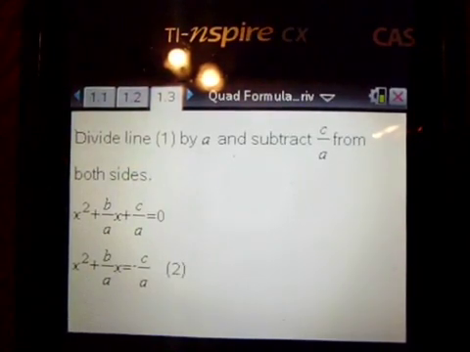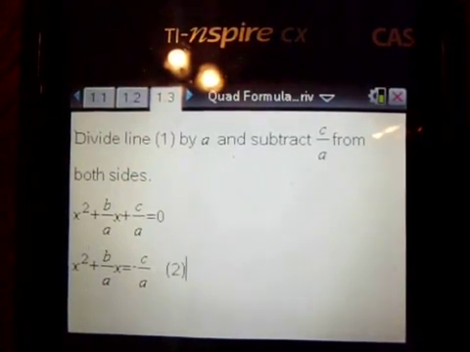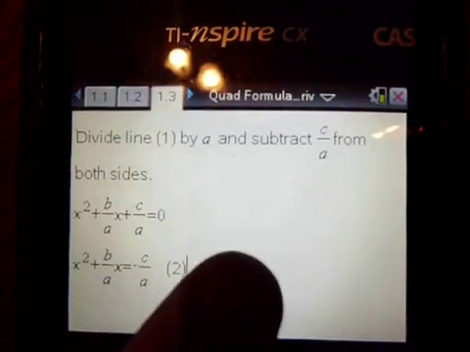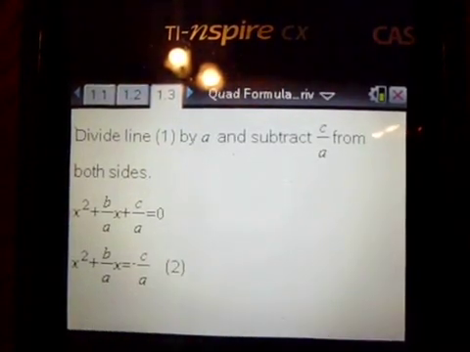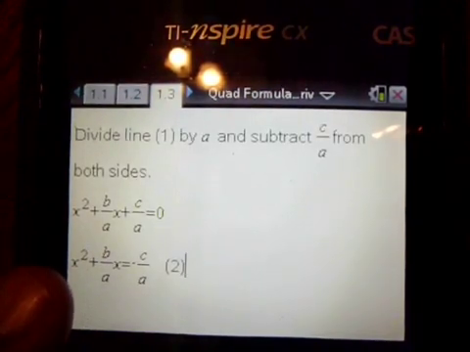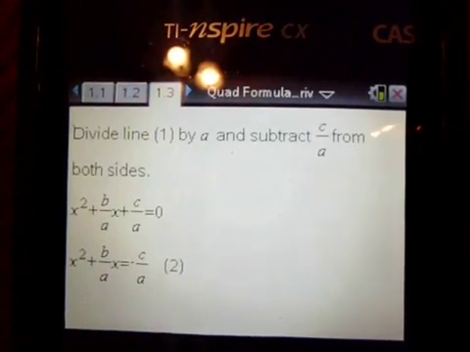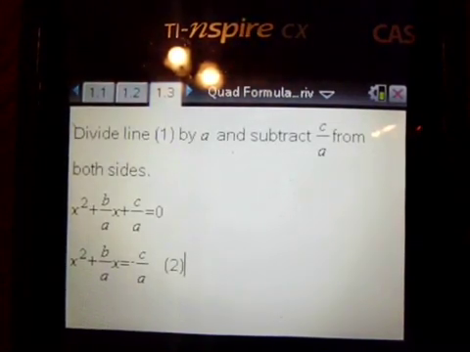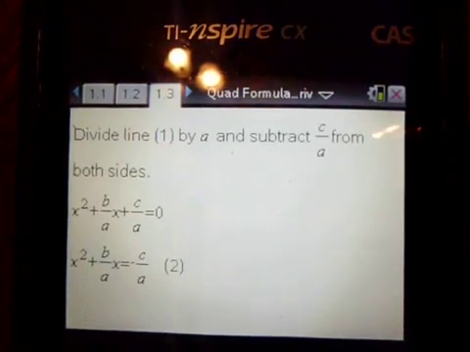Our first step is to divide all the terms in line 1 by a and subtract c over a from both sides. After, we'll get what we have in line 2, which is x squared plus b over a times x is equal to negative c over a.